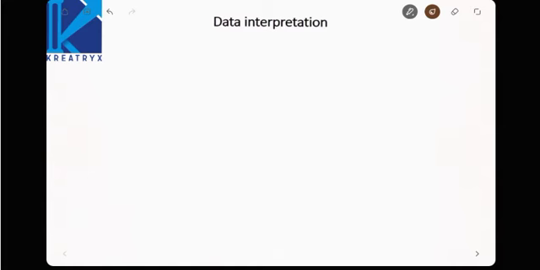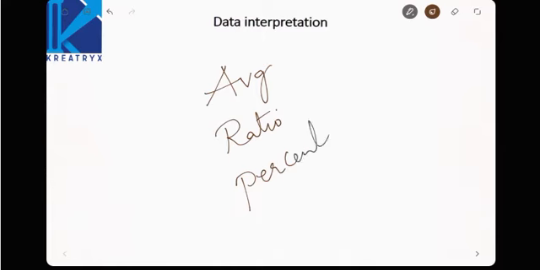As we discussed earlier, before going to DIs, we have to be strong on averages, ratios, variations, and percentages. These will be very helpful for making your DI calculations so easy. Now let us see the questions that were being frequently asked in GATE.